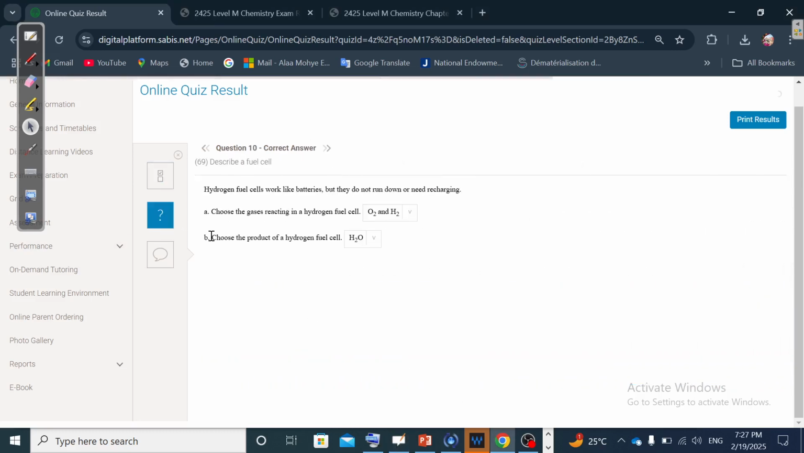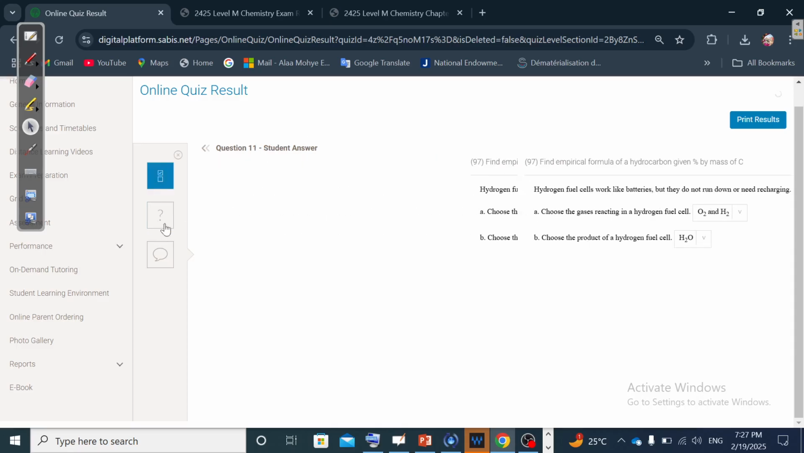Moving on to question number 10. Hydrogen fuel cells work like batteries, but they do not run down or need recharging. Choose the gases reacting in a hydrogen fuel cell. You should know this from before too. It's oxygen and H2 producing H2O.